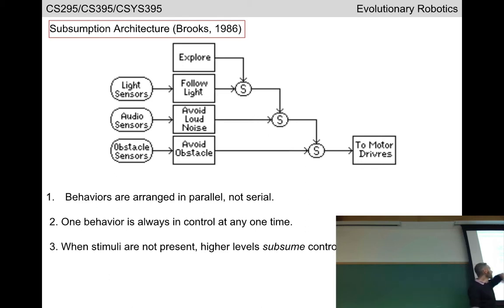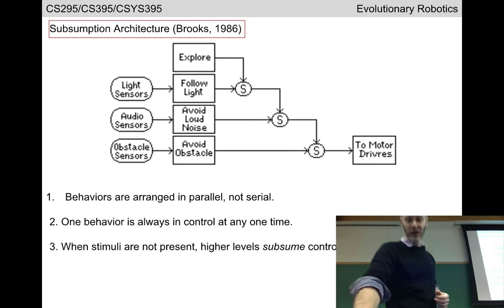Then the obstacle sensors control what the motors do. It turns around away from an obstacle. Now there's no obstacles in front of it, and exploration again subsumes the motors. Right? Pretty simple idea and turns out to be very useful for the Roomba.